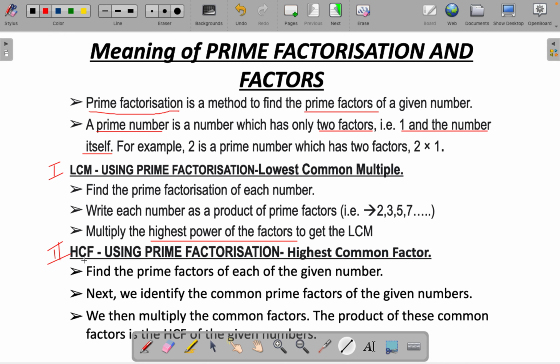Now let's talk about highest common factor. How to find the highest common factor? Again, the first step remains the same. You just have to find the prime factors of each given number, then identify the common prime factors, and then we will multiply the common factors. That is, the product of these common factors is known as HCF. Let me show you this by an example.